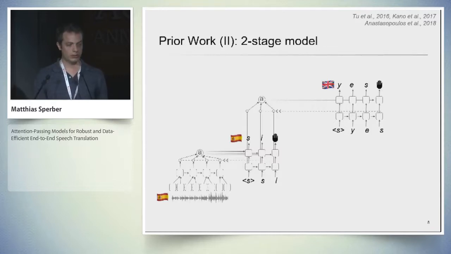So that brings me to the second type of prior work that I want to consider, which is called the two-stage model. It looks very similar to the cascaded model because we first create a source text and based on that create a target text. It is end-to-end trainable, however, because instead of passing on the discrete output tokens, we pass on the hidden decoder states from the source text decoder to the translation stage. So it is end-to-end trainable, but it also, like the cascade, suffers from the error propagation problem.